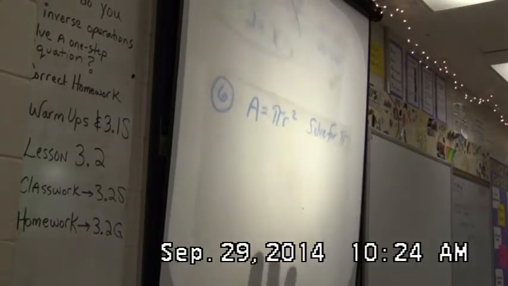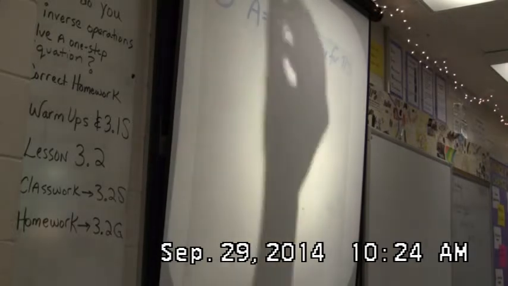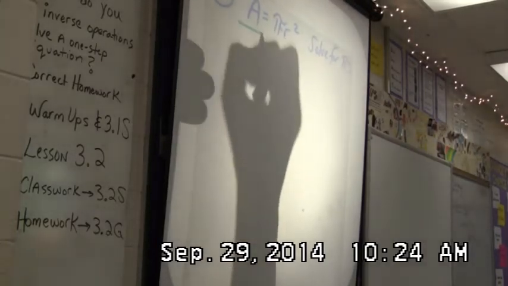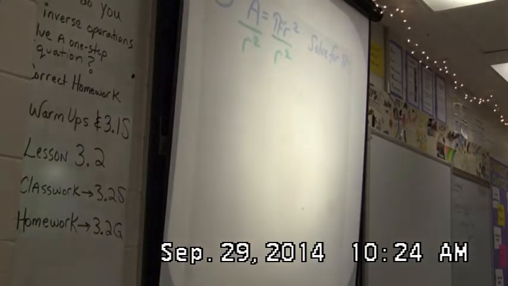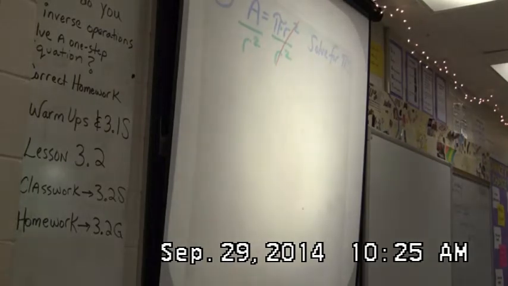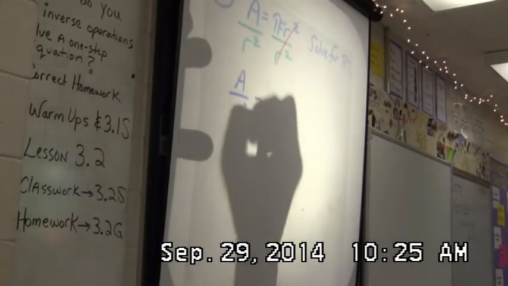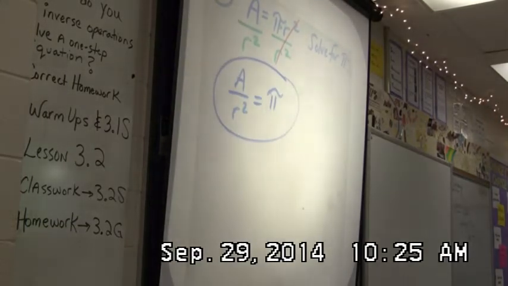If you want to get the pi by itself, what do you want to get rid of? R squared. It's multiplication between the pi and the r squared. So how will we get rid of the r squared? Divide both sides by r squared. Your r squared on the top will cancel with your r squared on the bottom. And we have a over r squared equals pi. We just got our pi by itself, so we're good to go.